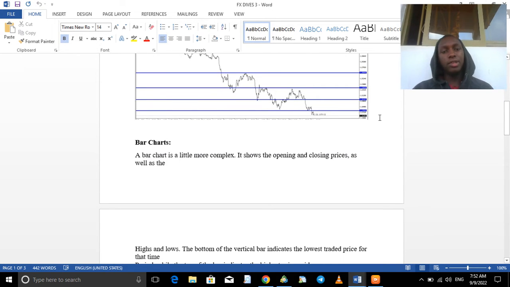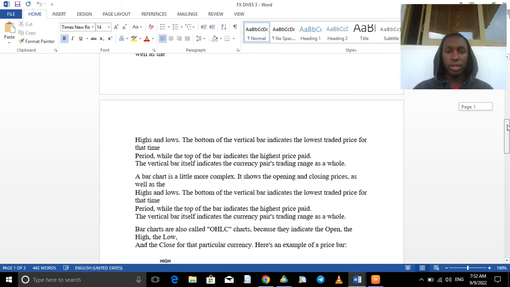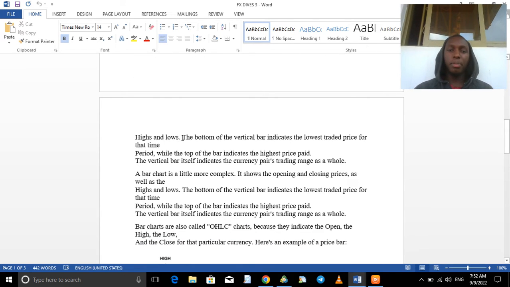The second thing is what we call bar charts. A bar chart is a little more complex. It shows the open and closing prices as well as highs and lows. The bottom of the vertical bar indicates the lowest traded price for that time period, while the top of the bar indicates the highest price paid. Now, when you come to bar charts, we have what we call the highest price, lowest price, opening price, closing price. So I'm going to give you a little bit of illustration about all these terms I'm trying to explain.